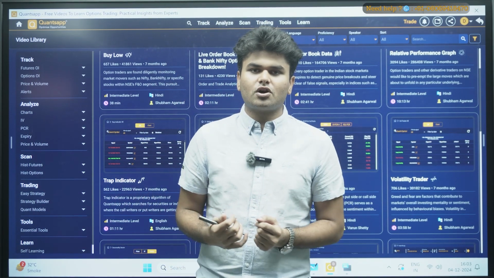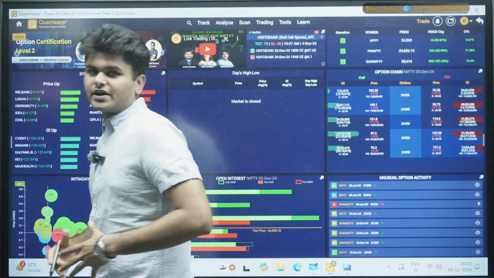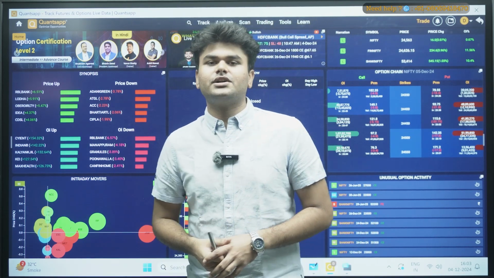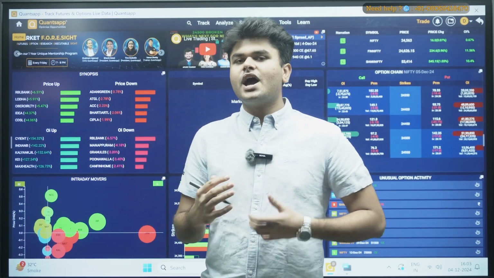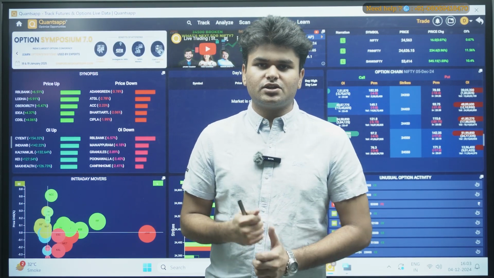Now let's jump on to the topic and analyze Nifty. We'll identify some crucial levels, we'll identify a little direction, we'll use some indicators, and we'll try to make a view of what kind of expiry we can see tomorrow.